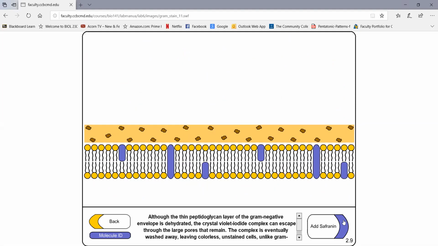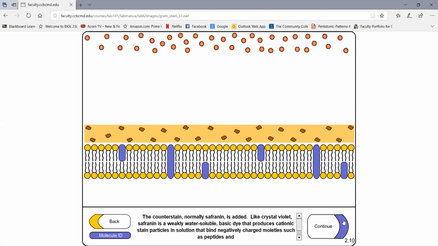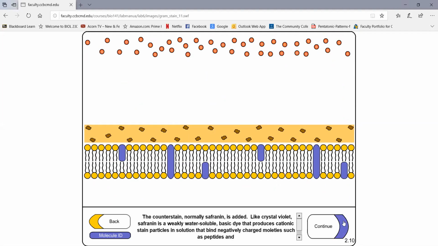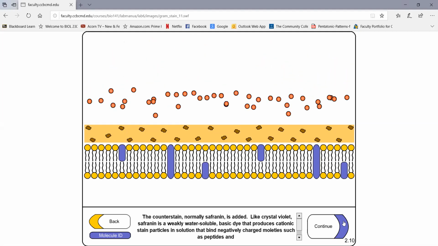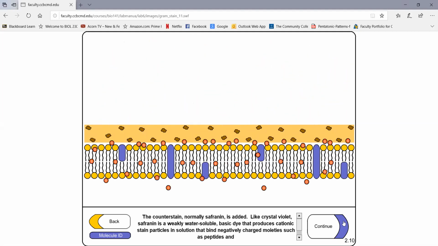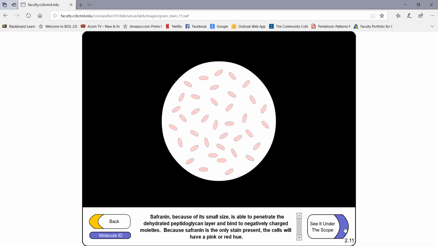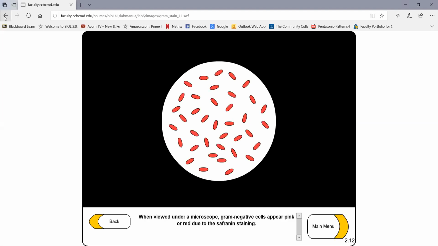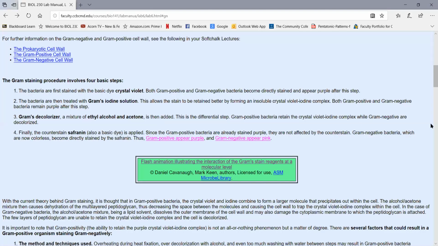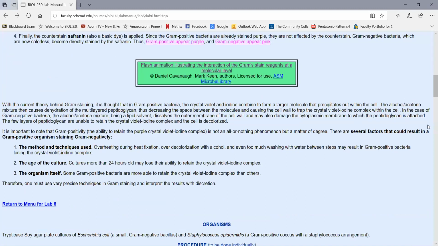So finally, when we add the safranin in the final step, since the gram-negative is now unstained, it will pick up the pink safranin. And when we look at it under the microscope, the gram-negative bacteria will stain pink. So that's the mechanism behind the gram stain.